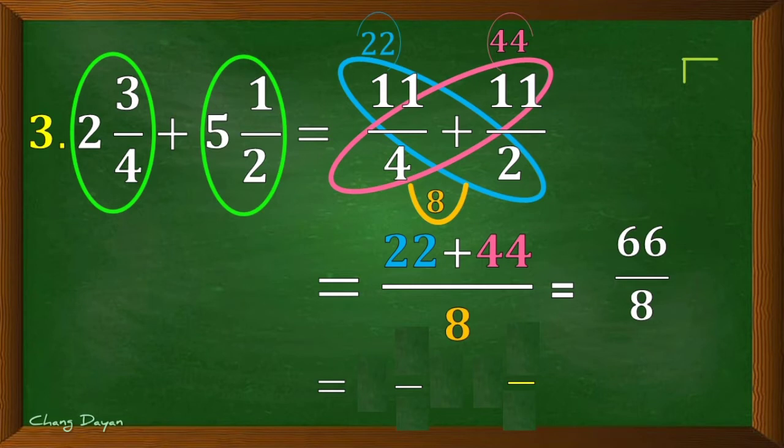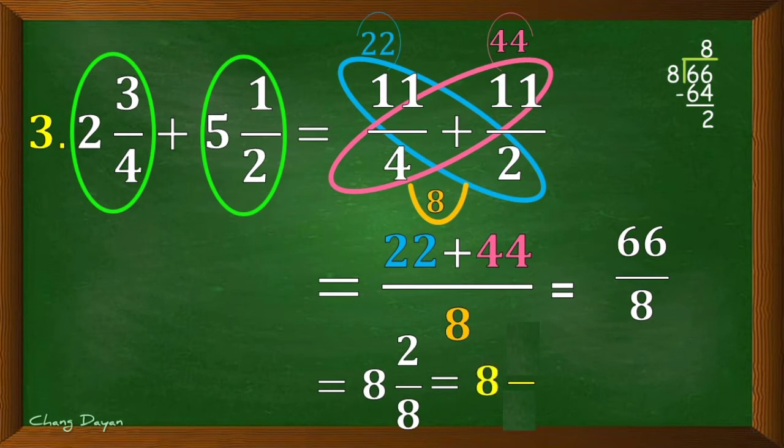I-divide natin ang 66 sa 8 para ito ay maging mixed number since mas mataas ang ating numerator kesa sa denominator. So, 66 divided by 8, the answer is 8. Times 8, the answer is 64. Then, proceed sa subtraction. 66 minus 64, the answer is 2. Ang ating quotient, ito ang magiging whole number. Ang remainder ay magiging numerator. At ang divisor ay magiging denominator.